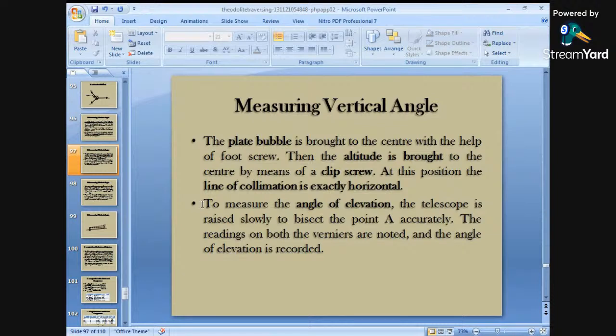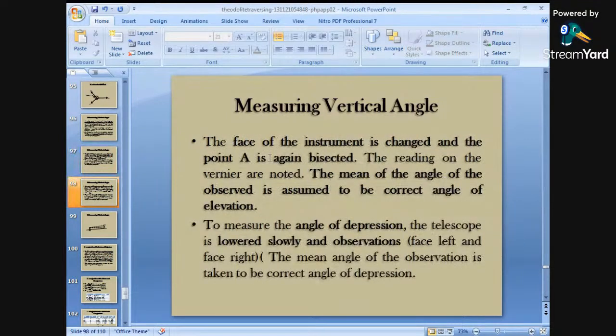Now to measure the angle, the telescope is raised slowly to bisect the point A accurately. The readings on both the verniers are noted and the angle of elevation is recorded. You will directly get the angle in case of a vertical angle. Now the face of the instrument is changed and the point A is again bisected. The readings on the verniers are noted. The mean of the angles observed is assumed to be the correct angle of elevation.